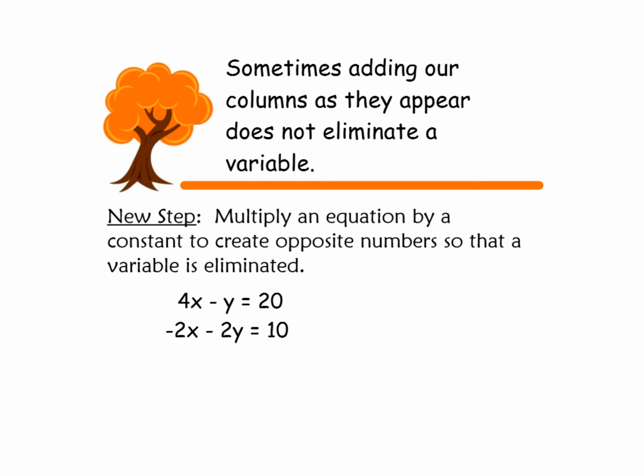So what I mean by that is if I were to take this bottom equation and multiply every single number by 2, I would get negative 4x minus 4y equals 20. And now, if you compare the x's, you can see that they're opposites, so they're going to cancel out. So I want to rewrite those. I'm going to write my first equation, which I didn't change, and I'm going to rewrite this new equation right underneath it so that I can use elimination.